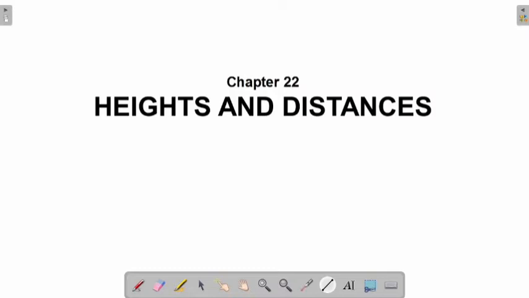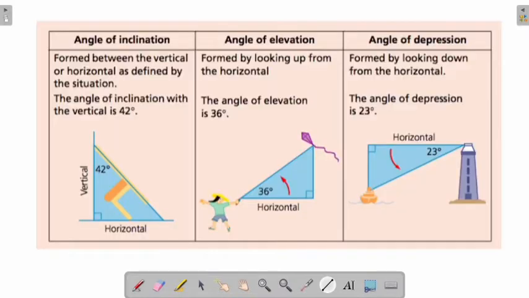Now since we have already done trigonometry in class 9 and class 10 also, let's understand a new topic now. After assuming that we are familiar with trigonometry, let's understand the new concept of angle here. We are going to learn about three different concepts. First is called angle of inclination. Let's understand what angle of inclination is first.